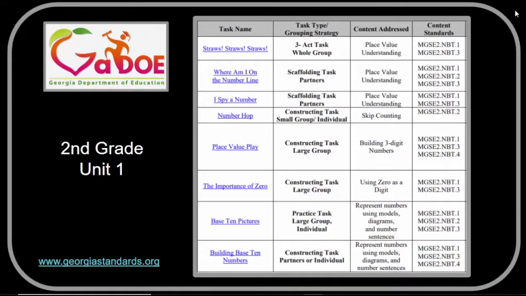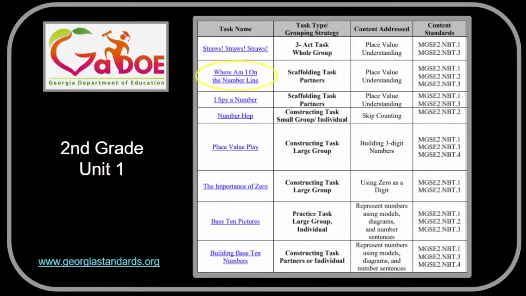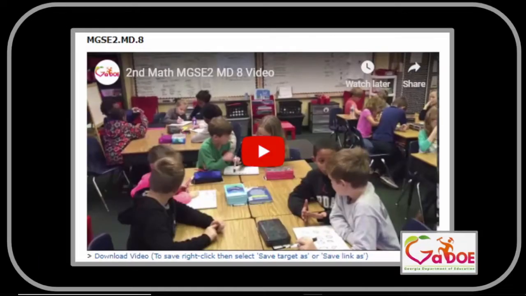For additional tasks and resources, please visit Unit 1 and the 2nd grade framework units. The task Where Am I on a Number Line, as well as Number Hop, specifically focus on skip counting activities. Also check out the professional learning video on 2MD8 that discusses how skip counting can be used in context with money.